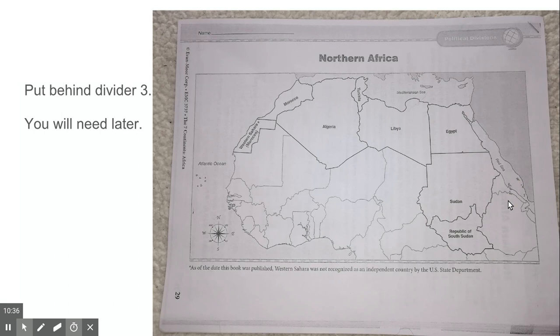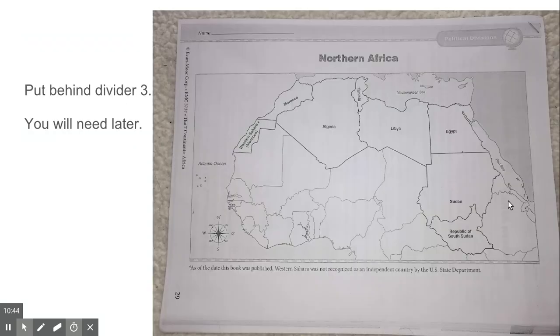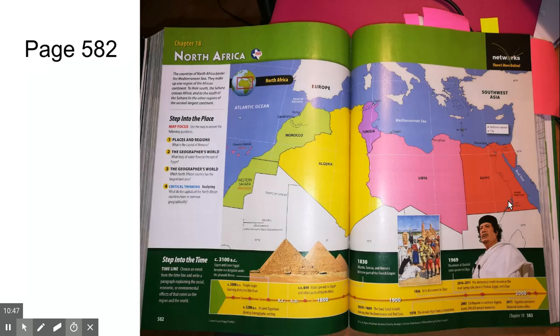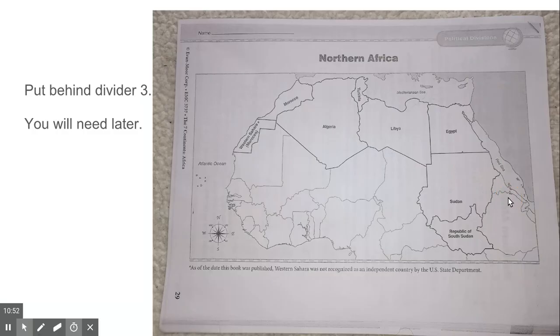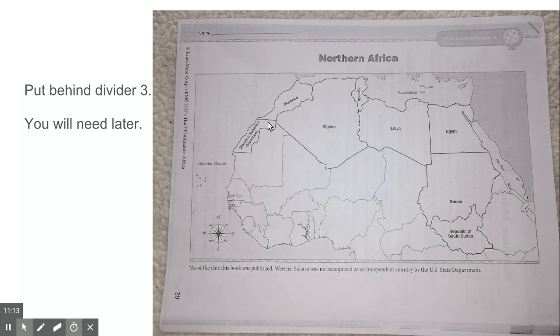So this is essentially the same map. Whoa, going the wrong way. This is essentially the same map we just looked at in your book. Oh, my stars. There we go. Except in your book, it was in color, and yours is black and white. So we still see Western Sahara over here, and this is where I was reading from a while ago, where I said Western Sahara was not recognized as an independent country by the U.S. State Department. So the United States doesn't recognize this as an independent country, even though they say they are, but Morocco says they aren't, and it's just craziness.